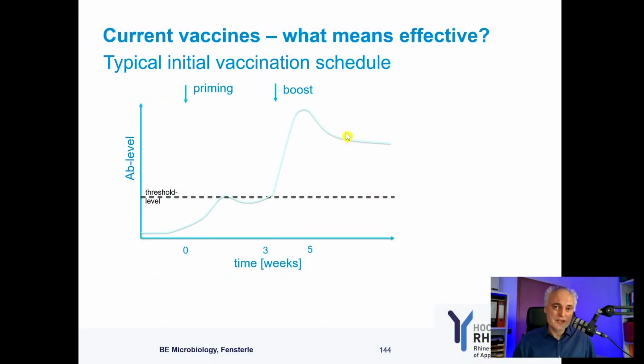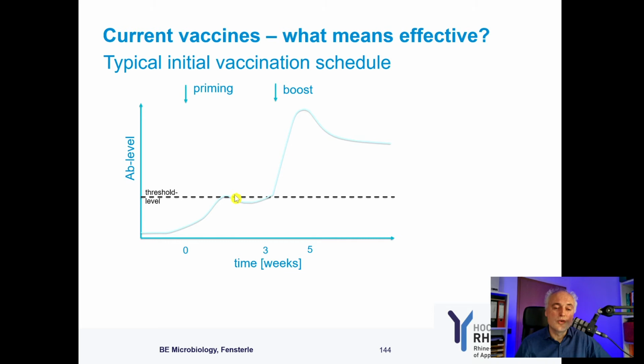Now, the initial vaccination schedule is usually like this: you give a prime vaccination and then you boost after, for example, 3 weeks. This prime vaccination itself only leads to low levels of antibodies, and then you boost and you can come up with a very high level. Of course, 2 to 3 weeks after vaccination, you already have certain levels of antibodies, and some of the people might be protected, and there are studies looking at that. And it looks like 50-60% of the people with the BioNTech vaccine are already protected after the first dose.